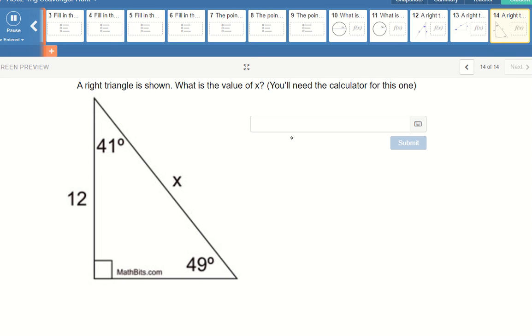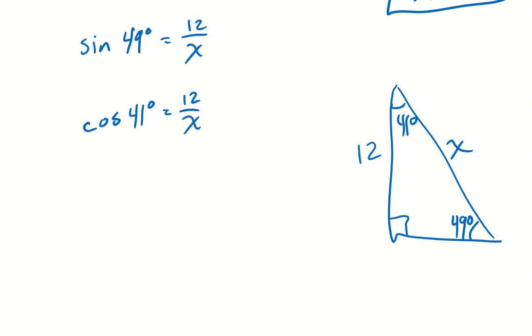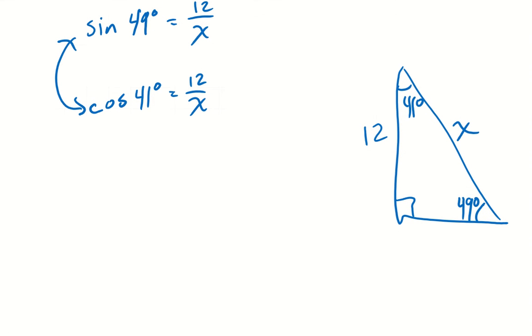We're doing 12 over x, right? It's going to be the sine of 49 is 12 over x because 12 is opposite 49. The cosine of 41 is also 12 over x because it's adjacent to the 12. So we've got these two equations. They're going to come out the same because these two things are equal to each other, sine of 49 and cosine of 41.